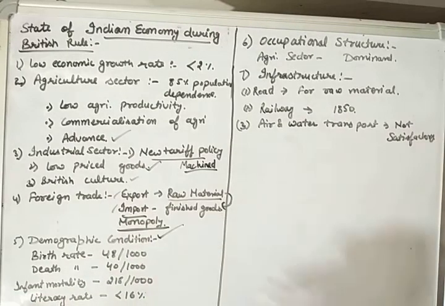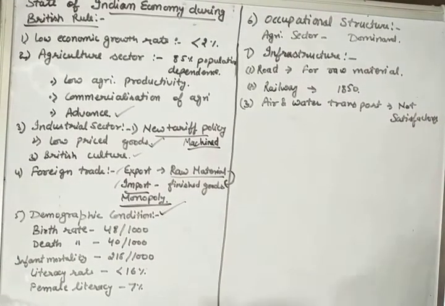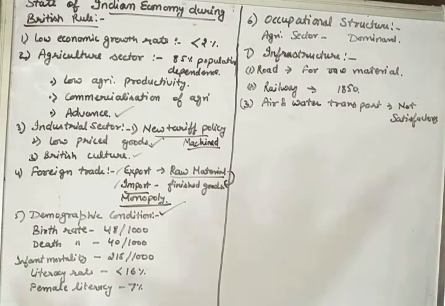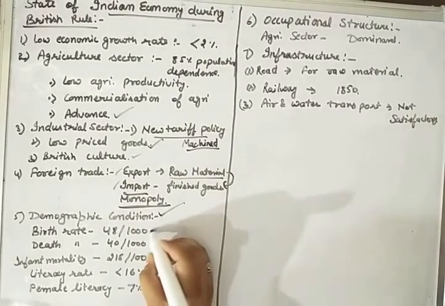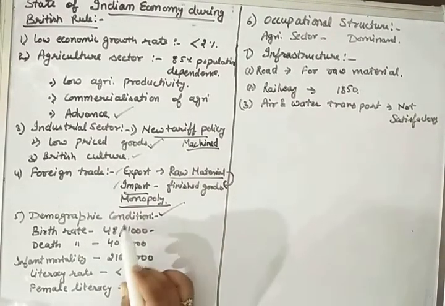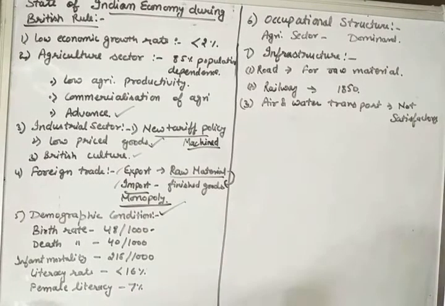Next is the demographic condition at that time. When we talk about it, the birth rate means the total births in a year over 1000 population. Out of 1000 people, how many children were born in a single year? That is the comparison. So 48 per thousand was the birth rate, and the death rate was 40 per thousand. 48 were born and 40 died.